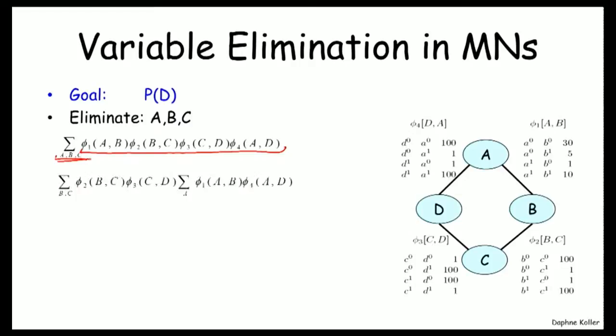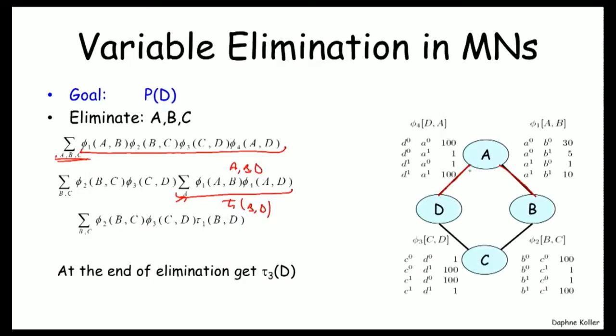If we want to sum out A first, here are the factors that involve A: phi 1 of AB, this one, and phi 4 of AD. Multiply them together, we get a factor whose scope is ABD, and then we sum out A to get a factor whose scope is BD. That gives us a new set of factors where A has effectively been eliminated from the graphical model.